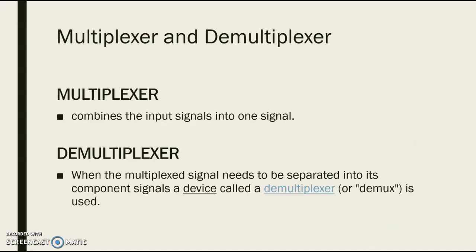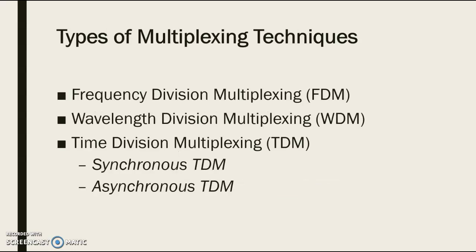So what's the difference between a multiplexer and a demultiplexer? A multiplexer combines the input signals into one signal. Meanwhile, the demultiplexer is used when the multiplexed signal needs to be separated into its component signals. A device called the demultiplexer, or DEMUX, is used.